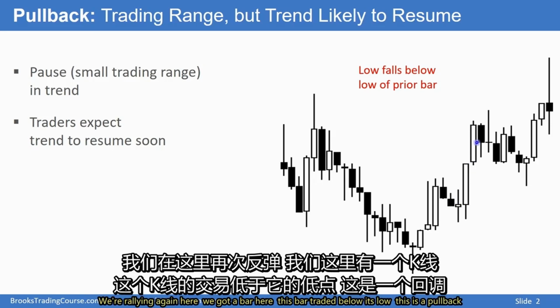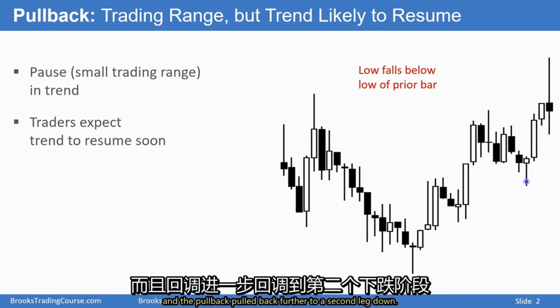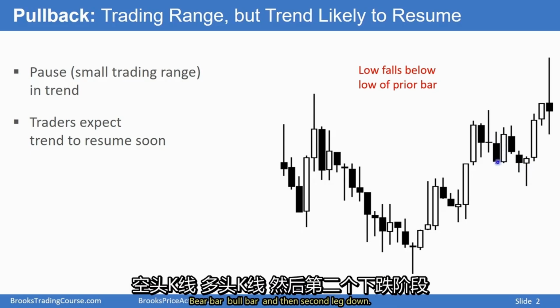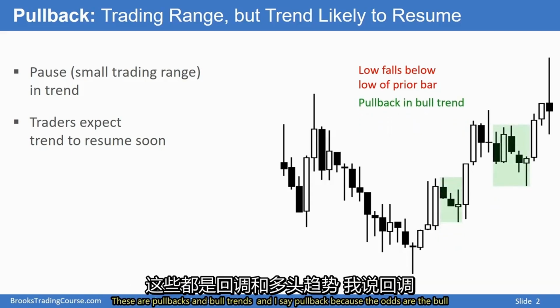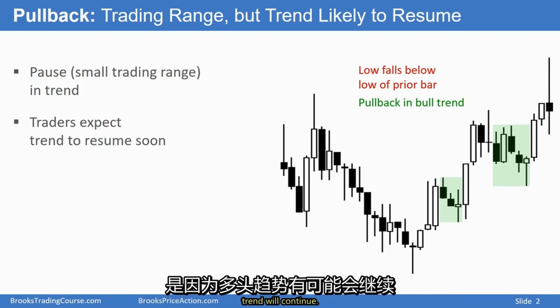We're rallying again here. We got a bar here. This bar traded below its low. This is a pullback. And the pullback pulled back further to a second leg down. Bear bar, bull bar, and then second leg down. These are pullbacks in bull trends. And I say pullback because the odds are the bull trend will continue.